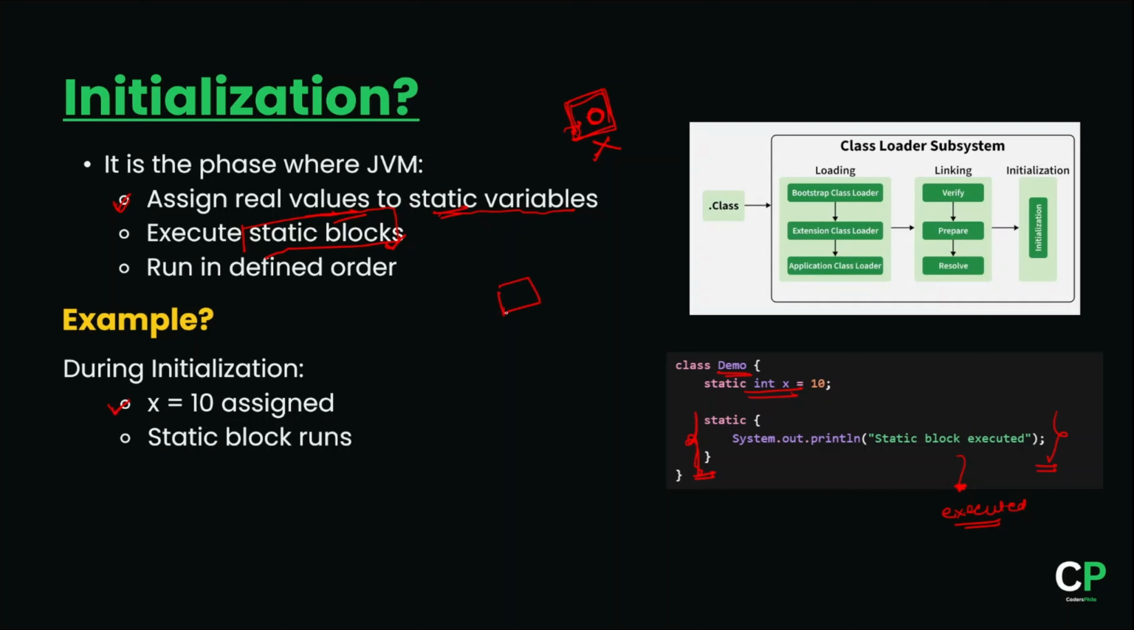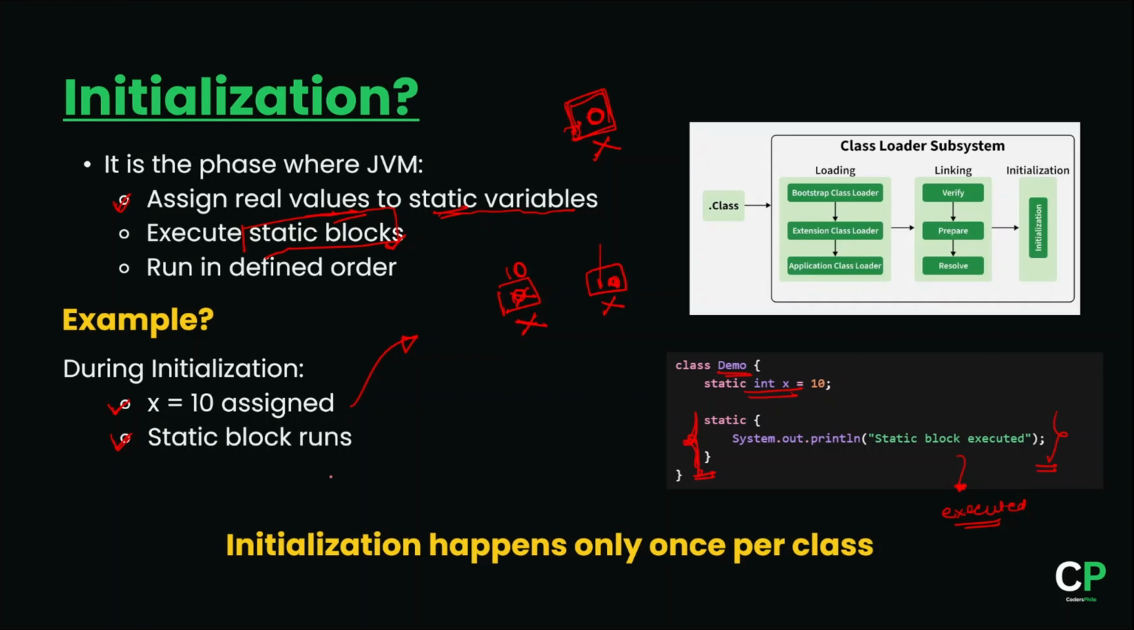So what happens during initialization? In the preparation phase, the memory is allocated for the variable x and its default value is assigned to it. Now during initialization, x = 10 is initialized. So in the memory, 10 is assigned to the variable x, and also the static block runs. This is the static block, and this initialization happens once per class. Once this class is loaded, the initialization happens once per class. Let's see with the help of an example.